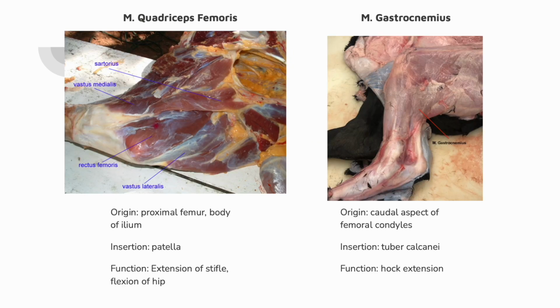So the last two muscles of this group are the quadriceps femoris and the gastrocnemius. The quadriceps femoris muscle is the primary extensor of the stifle and also flexes the hip. It originates in the proximal femur and the body of the ilium, and its insertion is the patella. And so then the gastrocnemius muscle makes up the bulk of the calcanean tendon. It originates in the caudal aspect of the femoral condyles, inserts in the tuber calcanei, and its function is hock extension.